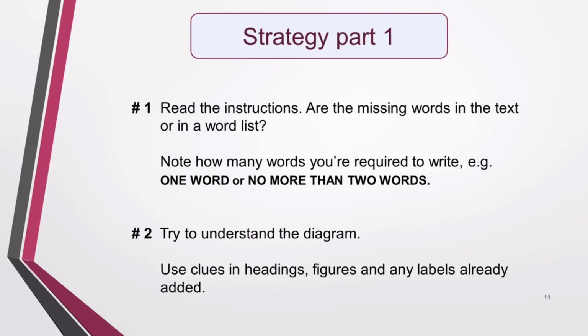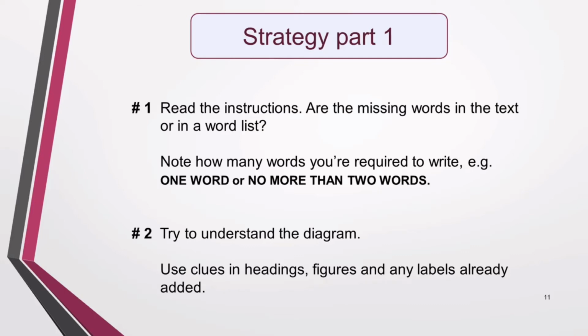Now we come to the strategy for answering diagram labelling questions. I'll go through it quickly, then show you how to use it step by step. First, read the instructions carefully. Find out whether you have to label a diagram with words from the text or from a word list. If the words come from the text, note how many you're required to write. For example, 1 word, or no more than 2 words.